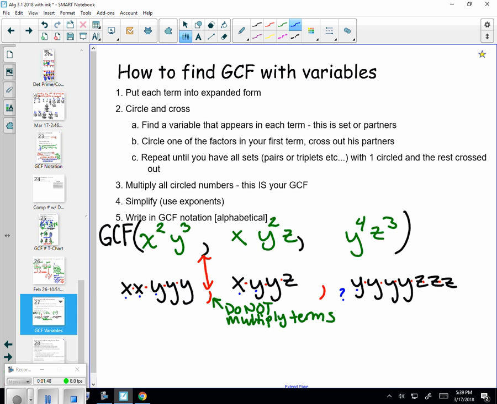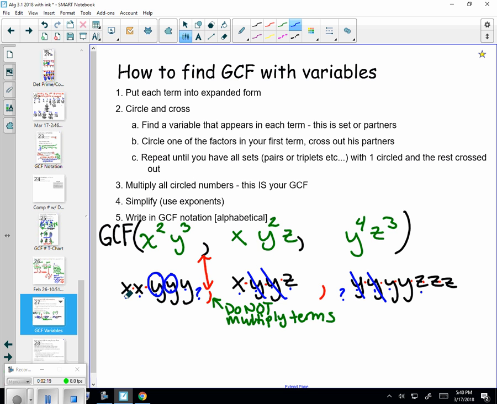1 y, 1 y, 1 y. There's a y in all three terms. So I get to circle the first one and cross out his partners. Let's do this again. Y, y, y. I have it in all three, so I will circle and cross. Y, no y, y. There is not a y in all three terms, so I don't get to circle and cross. Finally, with z's, there is no z in the first one, but there are in the last two.